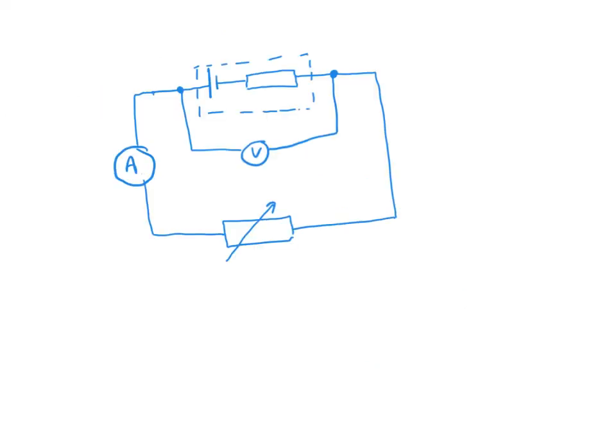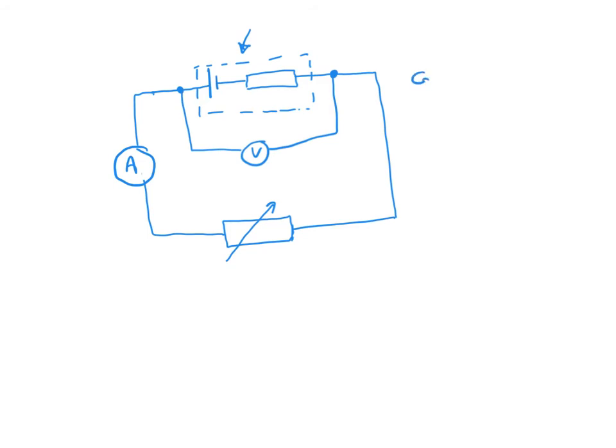So the experiment to investigate internal resistance is quite simple. All you need is a power supply, like a cell, for example. Connect a voltmeter to the terminals of the cell, an ammeter in series with a variable resistor, so you can adjust the resistance of the circuit, which will give you different values for current and potential difference. And we will be recording current and potential difference in this experiment.